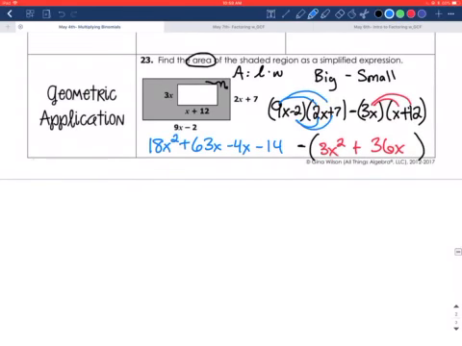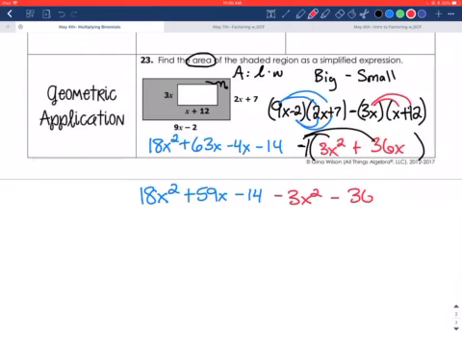So now we will combine our terms over here. 18x squared, this will be plus 59x because the 63 and 4 have different signs. So we subtract them and keep the sign of the bigger number. And then we will distribute this negative. Think of that negative as a negative 1. So we will change the signs of both of these and make it a minus 3x squared and a minus 36x. So our final answer, we will combine the x squareds.